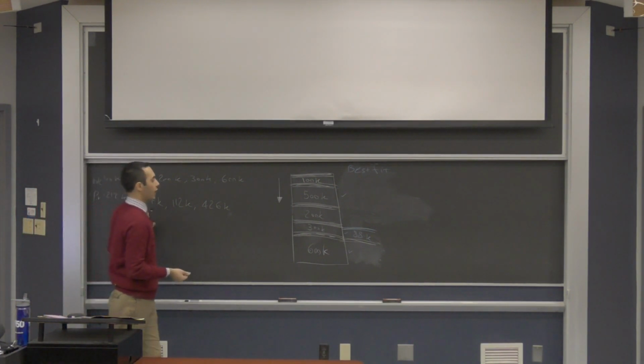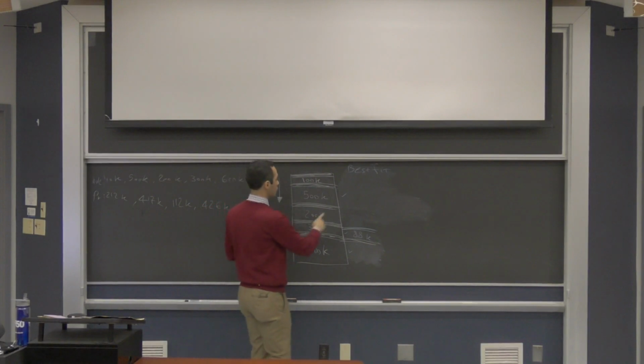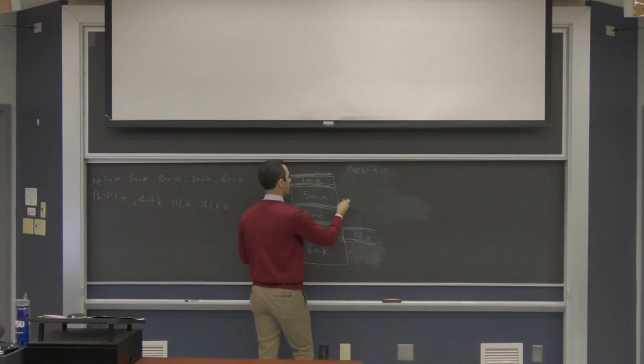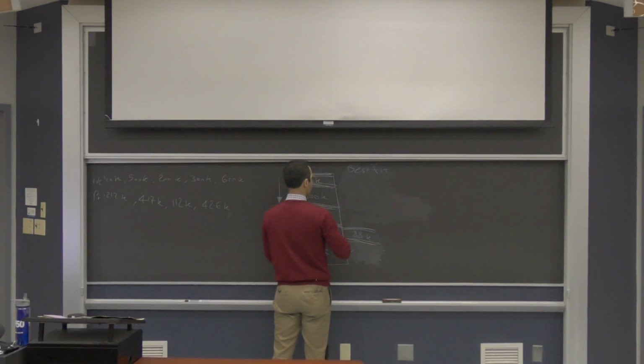So 417K comes. It fits into this. It fits into this. So this is smaller. So we're going to pick the 500K. We're going to allocate the memory here, and we're going to be left over with 83K. Right?